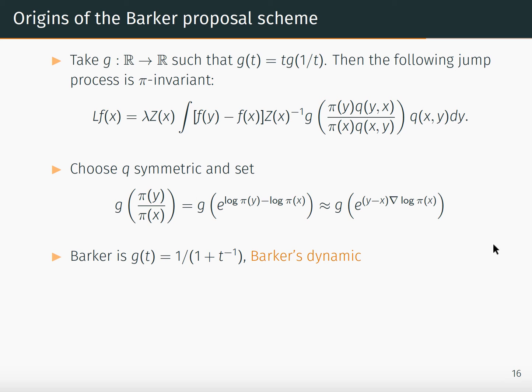So that's where the name comes from, and this is the kind of pi invariant process on which it is based. And surprisingly enough, you can actually recover Mallow using this class of jump processes as well. If you choose a slightly different balancing function, the square root, and you do the same kind of Taylor series approximation, in fact, you recover Mallow. So it's a very interesting class of processes that we're hoping to study further.